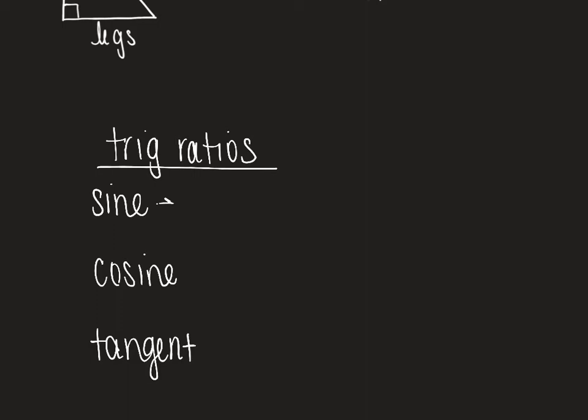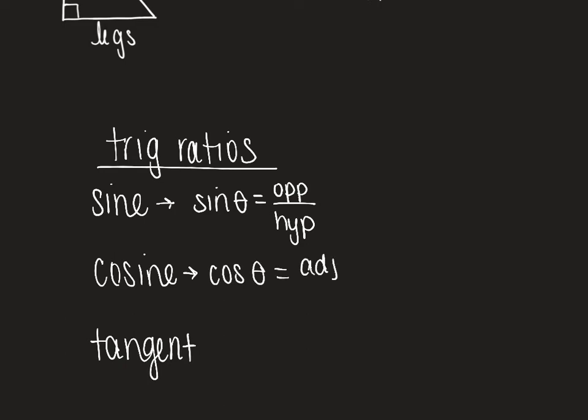Now to find these, and we're going to also shorten these into their regular notation. So if we're trying to find sine of theta, which is just the angle measure, it's going to be the opposite over the hypotenuse. If we're trying to find the cosine, so this is cos of theta, that's going to be the adjacent side over the hypotenuse. And then we have our tangent of theta, and that's going to be the opposite over the adjacent. So these are our basic first three trig ratios.